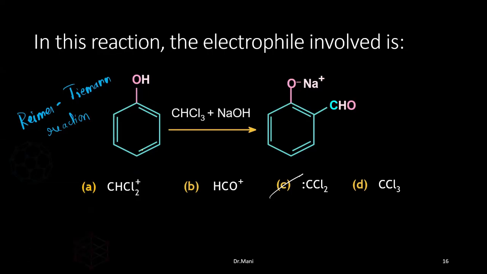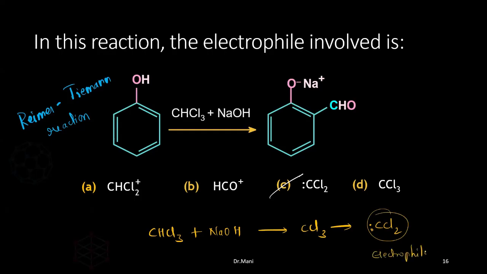So what happens in the Reimer-Tiemann reaction? There is CHCl3 and there is NaOH. The CHCl3 will break down in the presence of NaOH into CCl3. And this CCl3 will further lose one chloride and convert into CCl2. So this one we call the electrophile. So in step number one, the electrophile is created. So what is the option? Option C is correct. Next one.